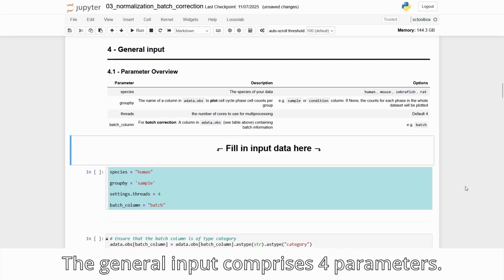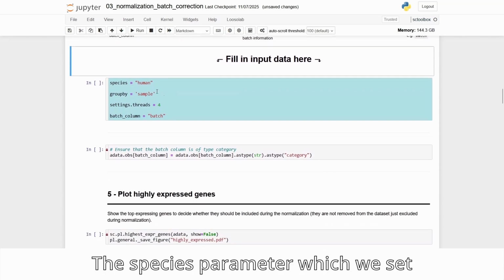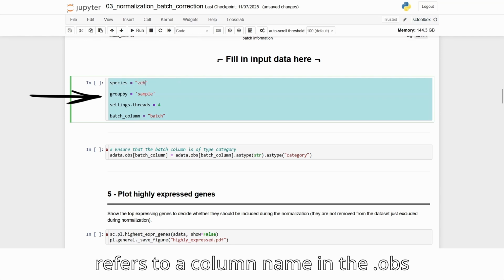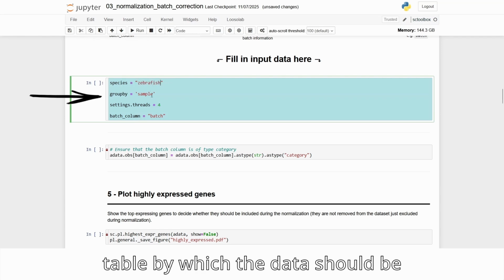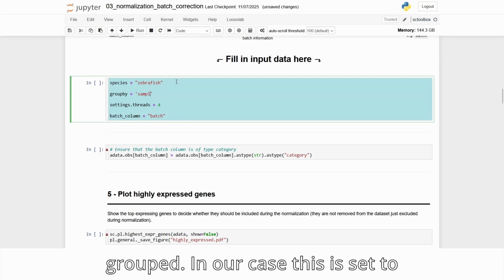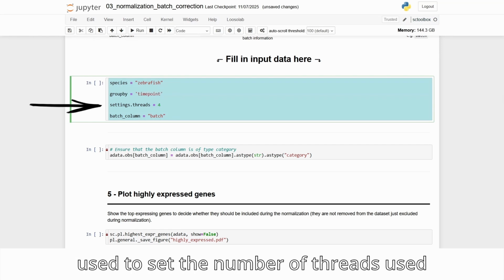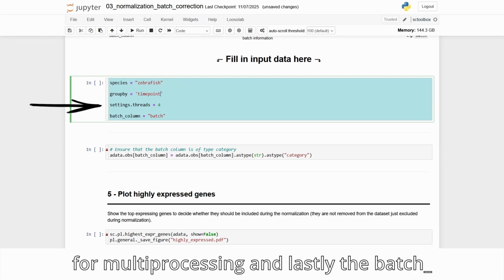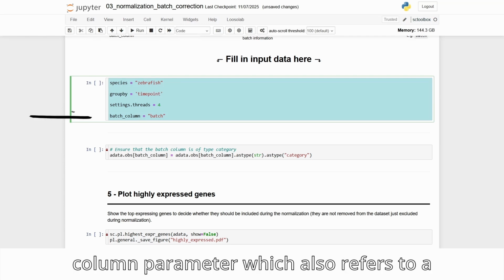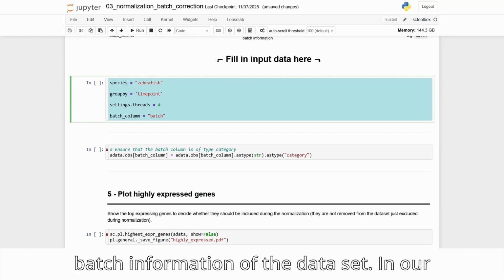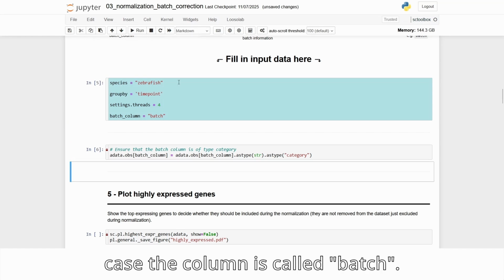The general input comprises 4 parameters. The species parameter, which we set to zebrafish. The group by parameter, which refers to a column name in the .obs table by which the data should be grouped. In our case, this is set to time point. The threads parameter is used to set the number of threads used for multiprocessing. And lastly, the batch_column parameter, which also refers to a column in the .obs table containing the batch information of the dataset. In our case, the column is called batch.